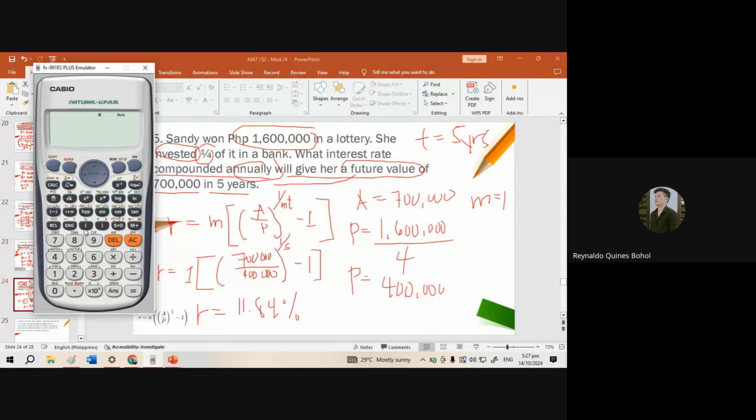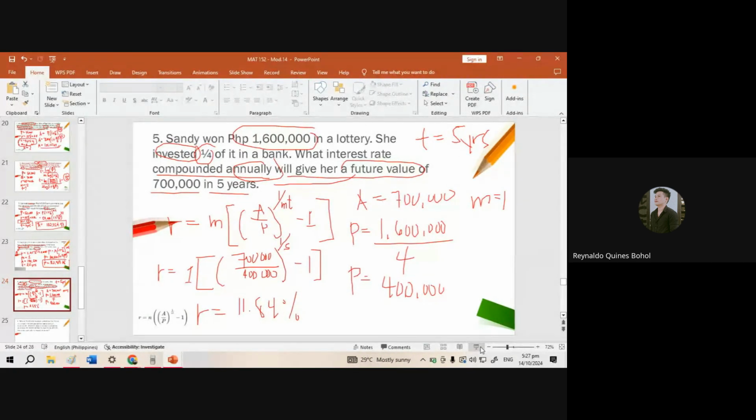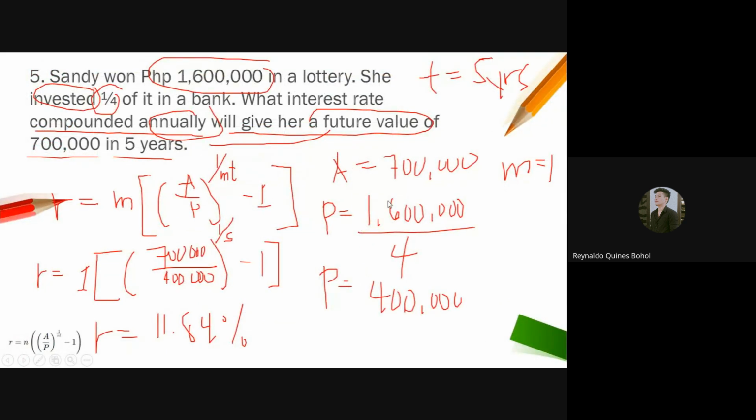So this is 1. Then open ulit. Then 700, 1, 2, 3. 400, 1, 2, 3. Then close it. Then raise to 1/5 minus 1. Then close it. The answer is times natin sa 100 kasi rate ang hinahanap. 11.84%. And that's all for compound interest.